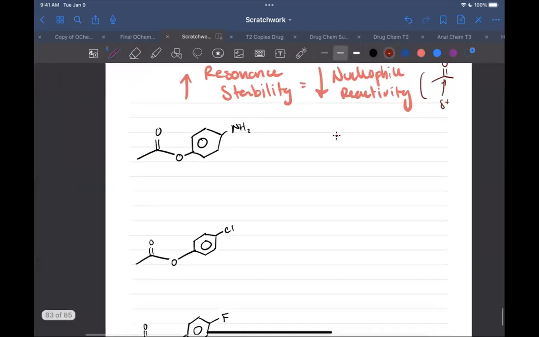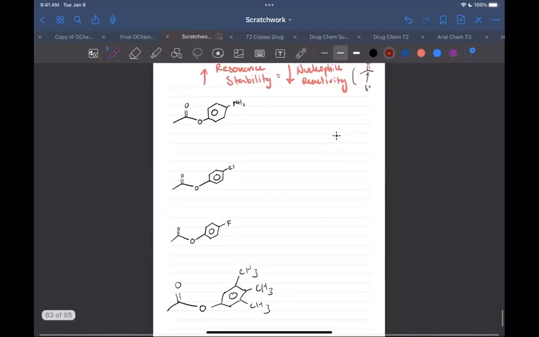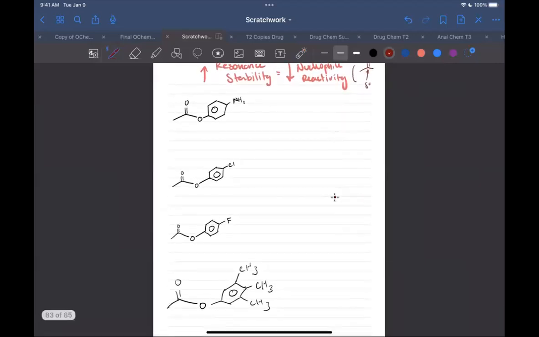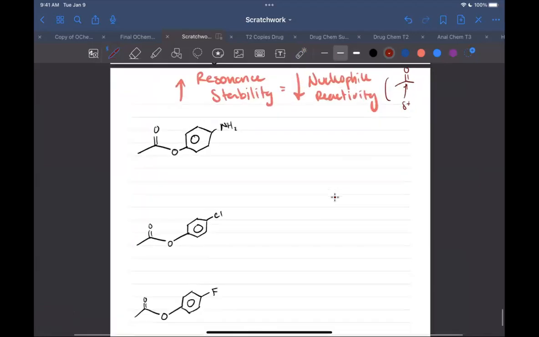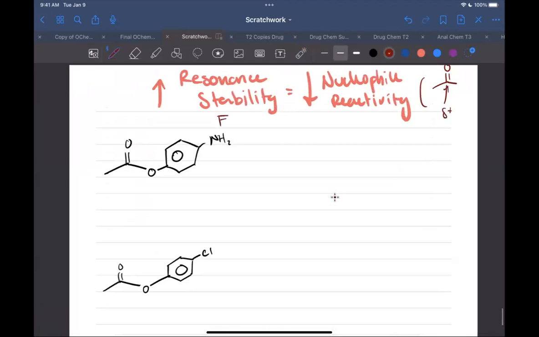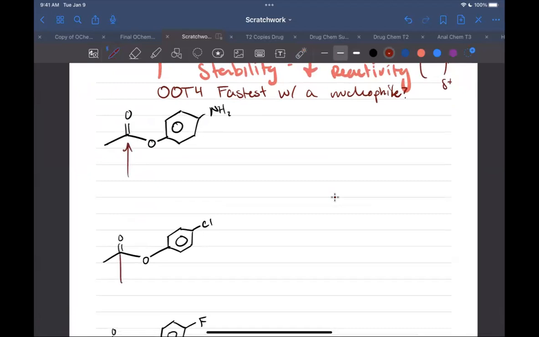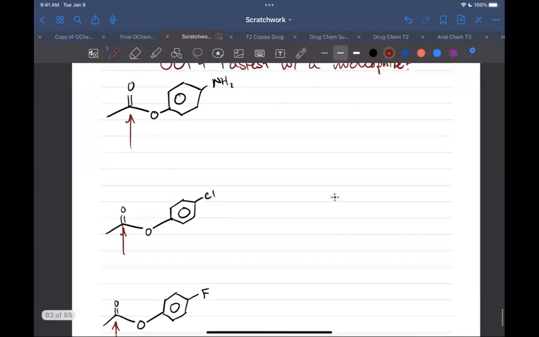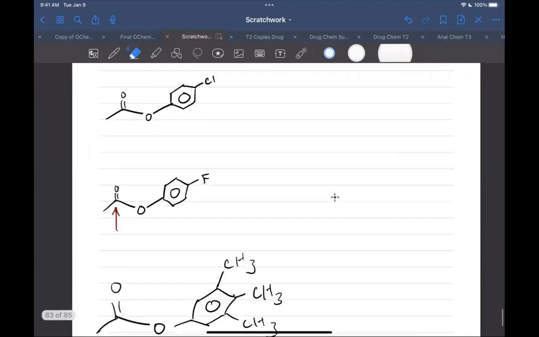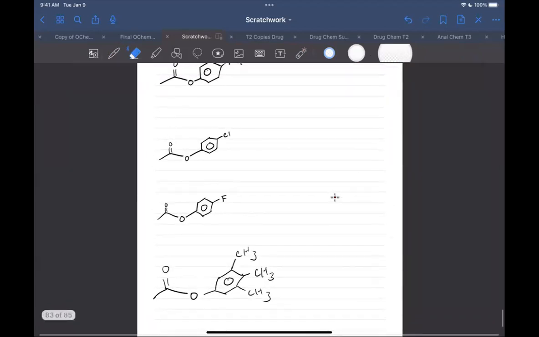All right, so let's look over here real quick. If you are asked out of these four, which one reacts fastest with a nucleophile? So remember, nucleophiles want to attack these carbonyls. Well, let's look at what we have. Well, look, we have benzene rings and we have different groups.